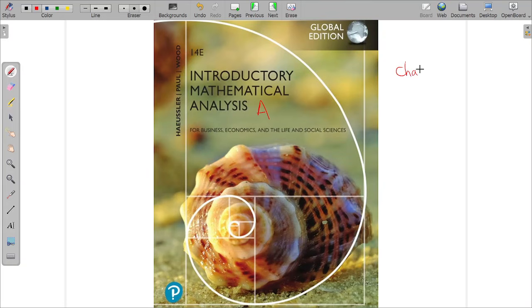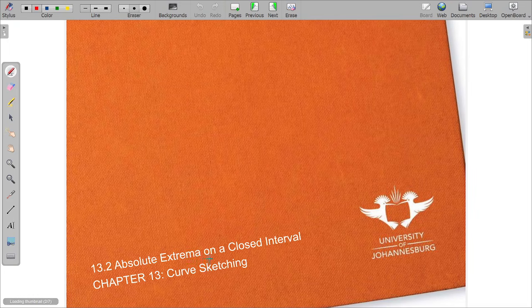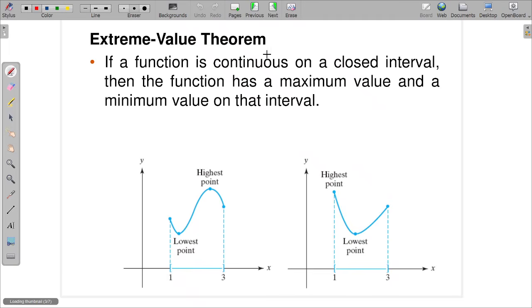We are still in chapter 13, and this time around we are going to chapter 13.2. In chapter 13.2, we are going to be dealing with absolute extrema on a closed interval. That's what we're going to be dealing with in chapter 13.2.